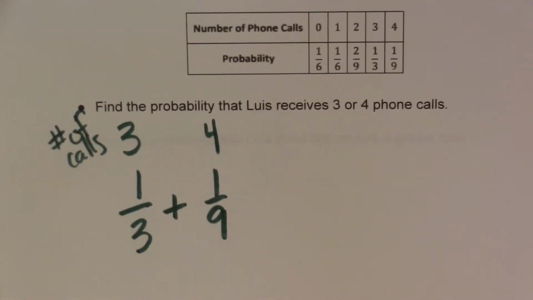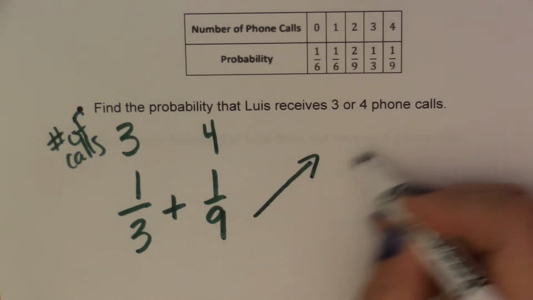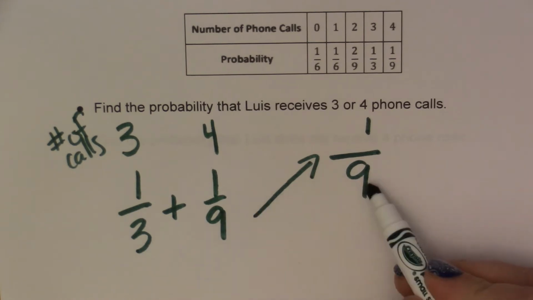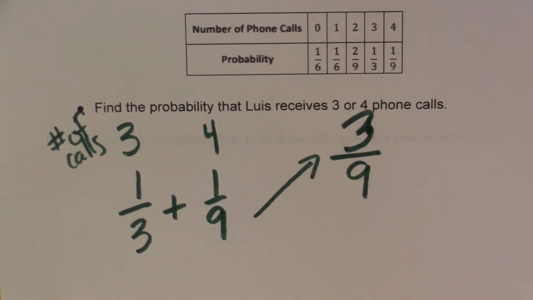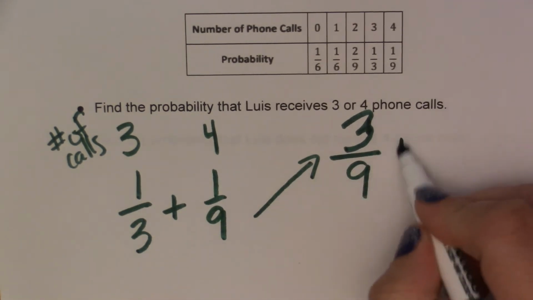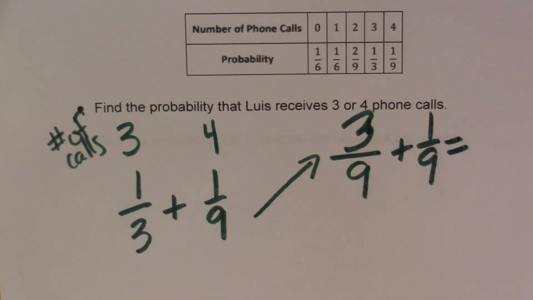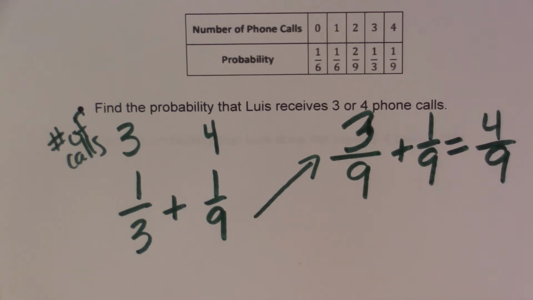So in order to add my fractions together, I need to make sure that my denominators are the same. So I know I can make this 1/3 have a denominator of 9. So I'm going to rewrite. So 3 times 3 would be 9. So I'm going to do 1 times 3 and get 3. So 1/3 can be written as 3/9 and then add to it 1/9. So that together would equal, add our tops together, 4/9.